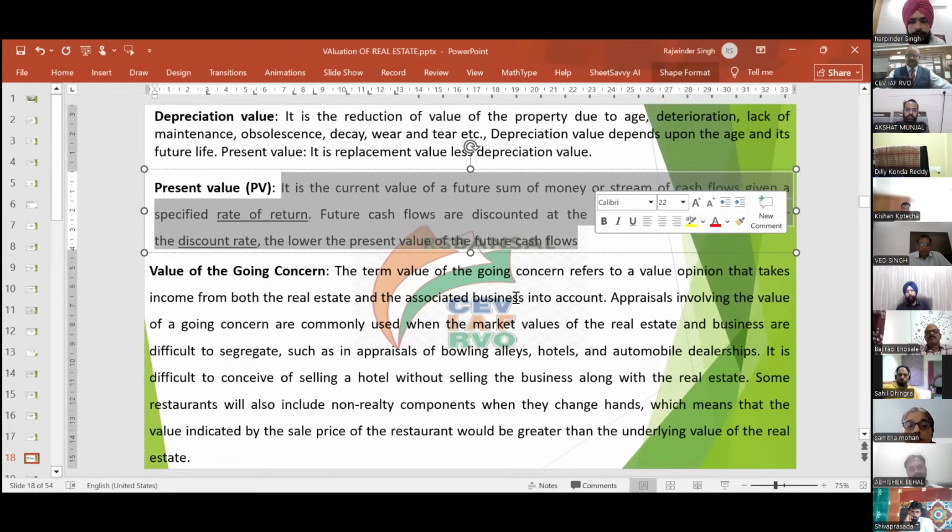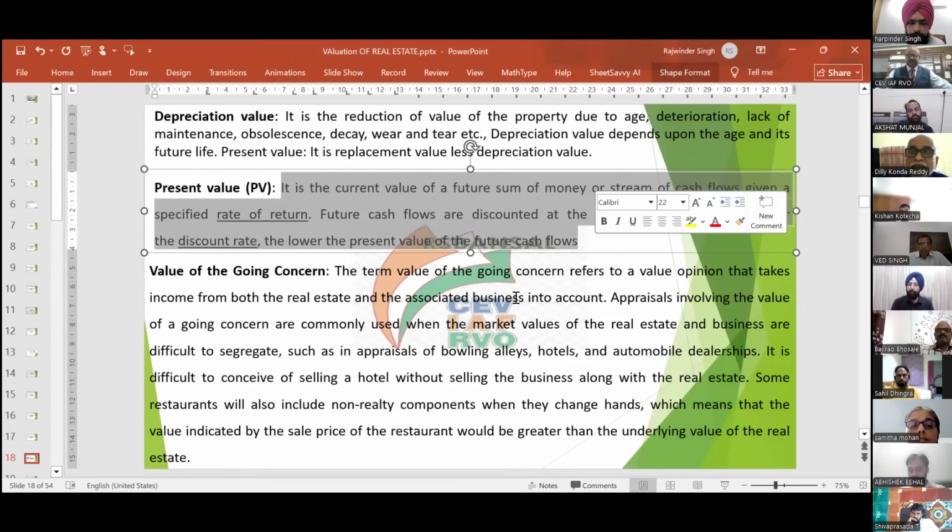Next, value of the going concern. So we have calculated breakup value. Breakup value is when the industrial unit production has been closed. But if the unit is producing and the owner is getting some profit out of it, and it is expected that the unit will continue to generate profit in the coming future, and if you calculate the value based upon that, then value is called value of going concern.